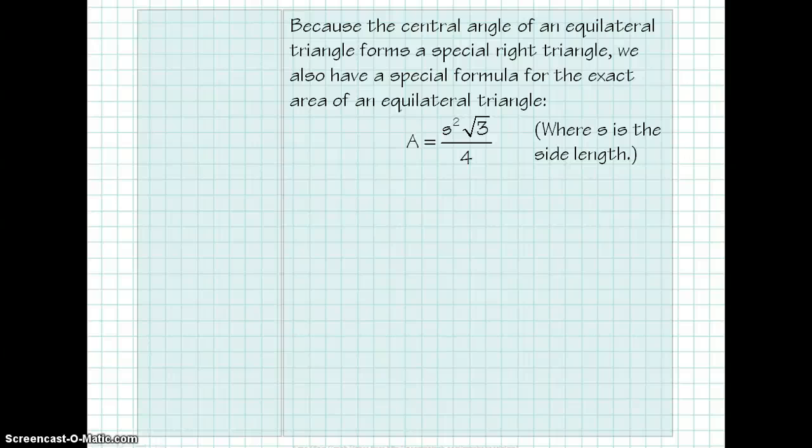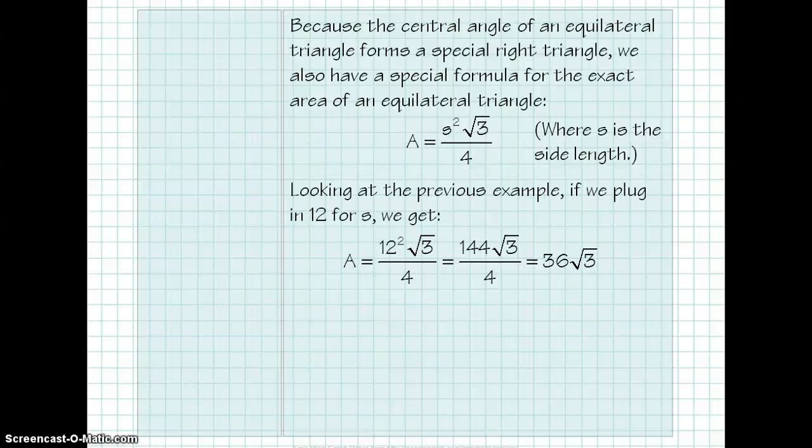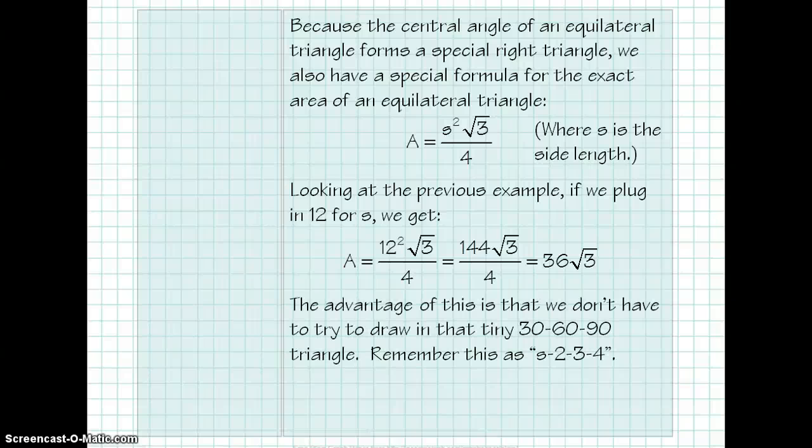And if you play with the algebra on this, it actually leads you to a special formula for an equilateral triangle, which is s squared square root of 3 divided by 4, where s is the side length. So if you took our previous example, if we plug in 12 for s, we get 12 squared square root of 3 divided by 4, which is 144 divided by 4, which is 36 square root of 3. Yay, it works. And so we don't have to try to draw in that 30, 60, 90 triangle. You just need to remember s squared root 3 over 4. And so this is a special formula for the exact area of an equilateral triangle.